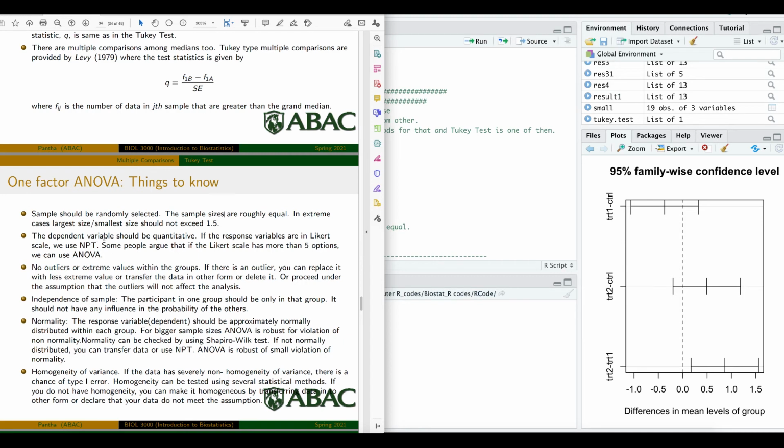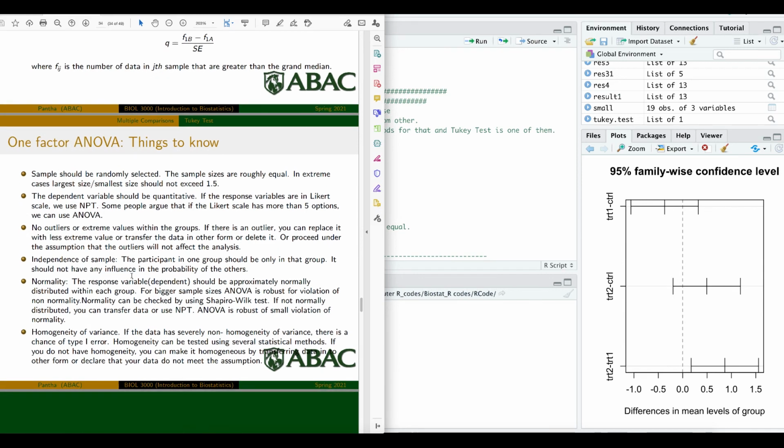The dependent variable should be quantitative. All the data must be numerical. If the response variable is on a Likert scale, use the non-parametric test. In case of the Likert scale, you always use the non-parametric test. Some people argue that if the Likert scale has more than 5 options, we can use ANOVA. That's something you can think of. There should be no outliers or extreme values within the groups. If there are outliers, you can replace them with less extreme values, transform the data into another form, delete them, or proceed under the assumption that the outliers will not affect the analysis.